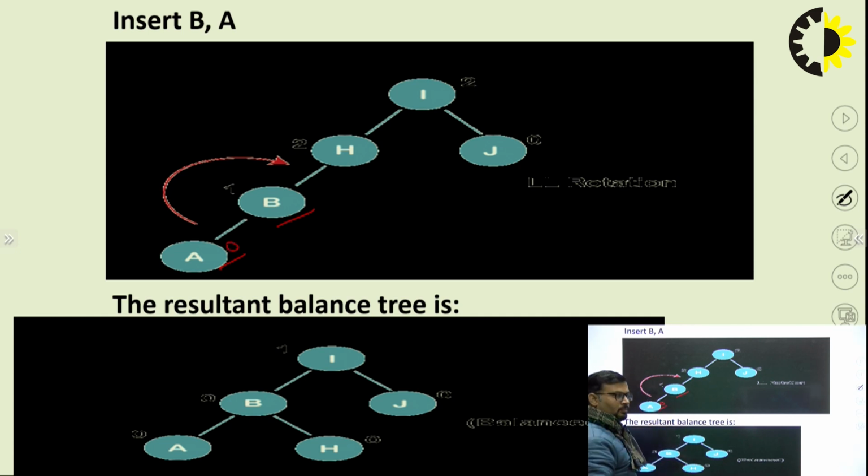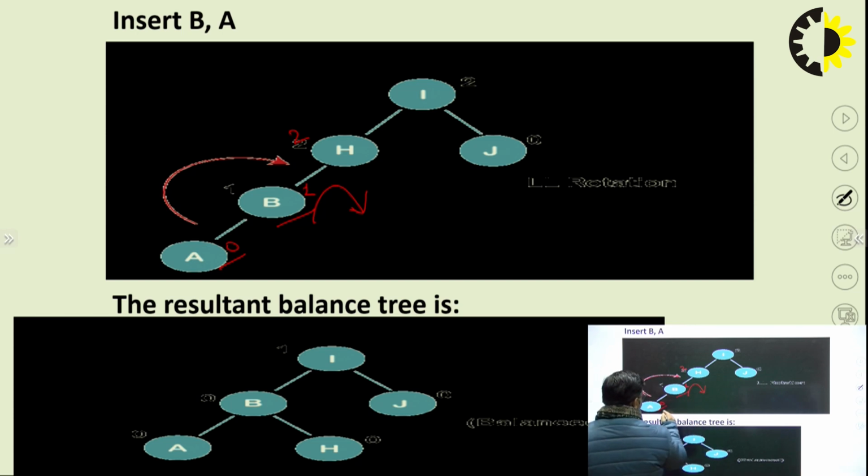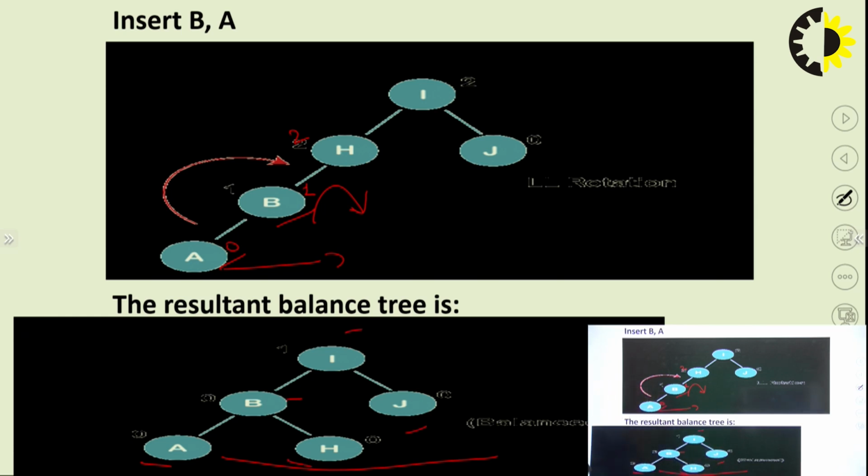Here 0, here 1, here 2. Okay, then this is the 2. And again we pick the H node and pull it in a clockwise direction. Then after the clockwise rotation, we will get the result in this form. This is balanced. Check again: A, H, B, I and J. Okay, this is in the form of a balanced tree.